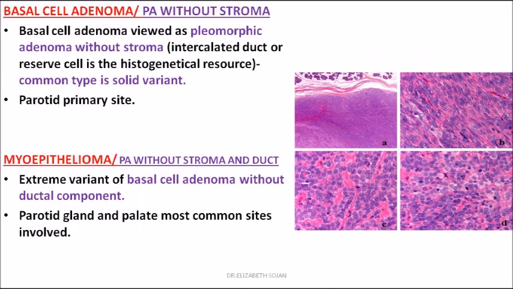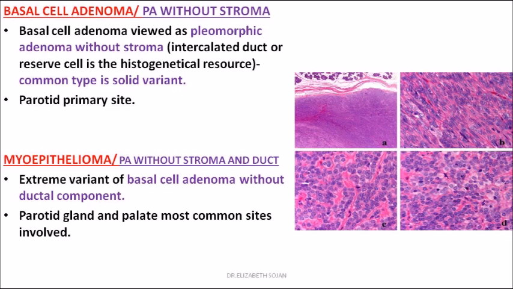Coming on to the next benign tumor of the salivary gland, basal cell adenoma. If you clearly understood pleomorphic adenoma, then it is very easy to identify the next two, basal cell adenoma and myoepithelioma. Basal cell adenoma is pleomorphic adenoma with the stromal part removed. Only the solid variant is present; the stroma is not present. The common type of basal cell adenoma is the solid variant. It is not so frequently asked, so just note it down.